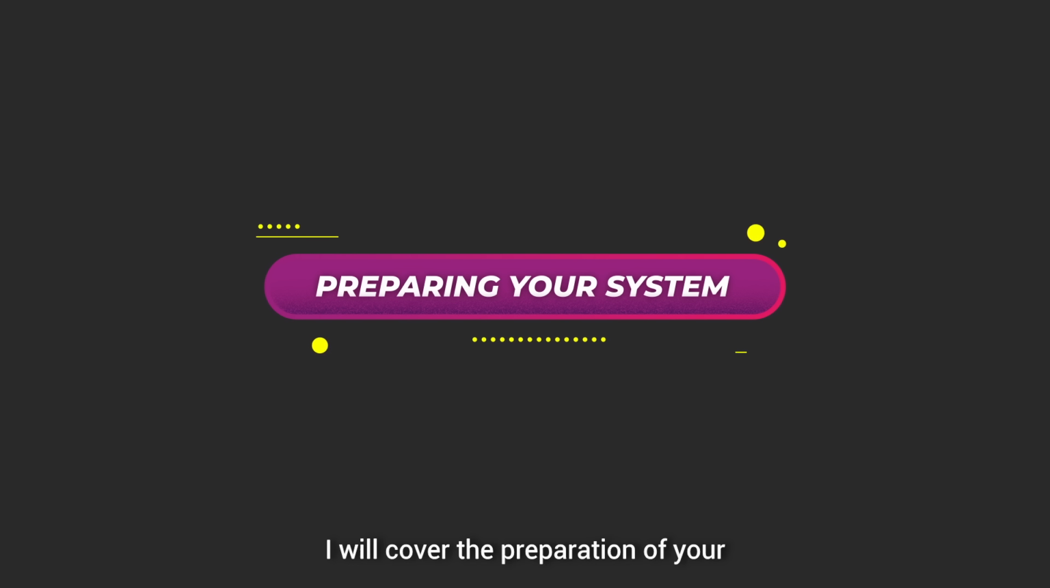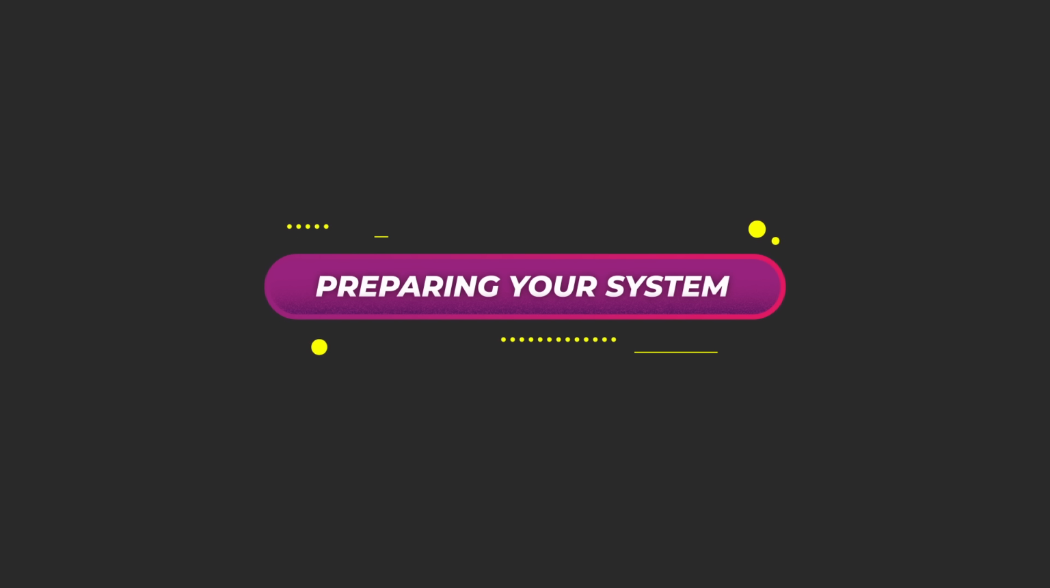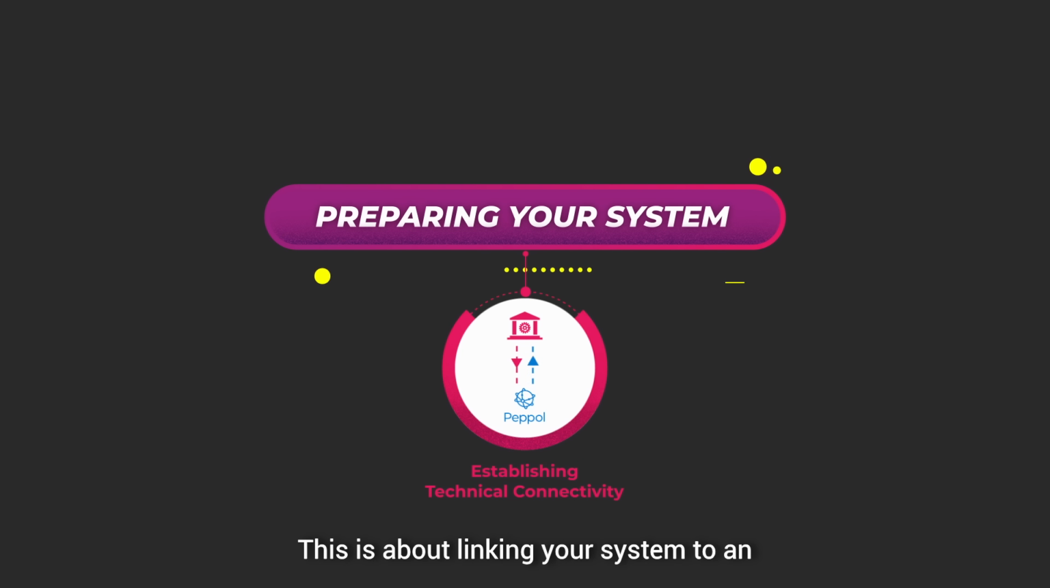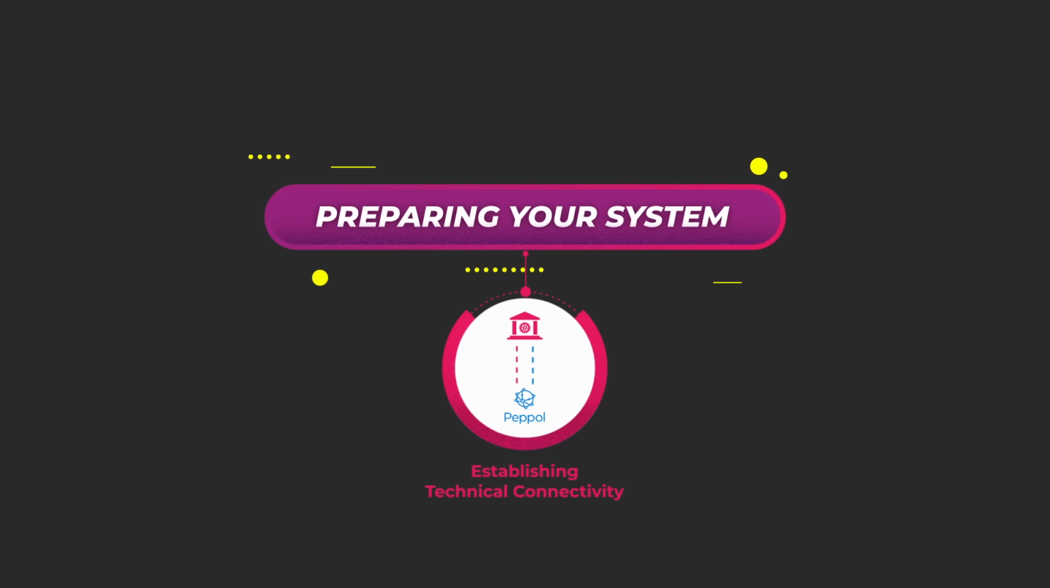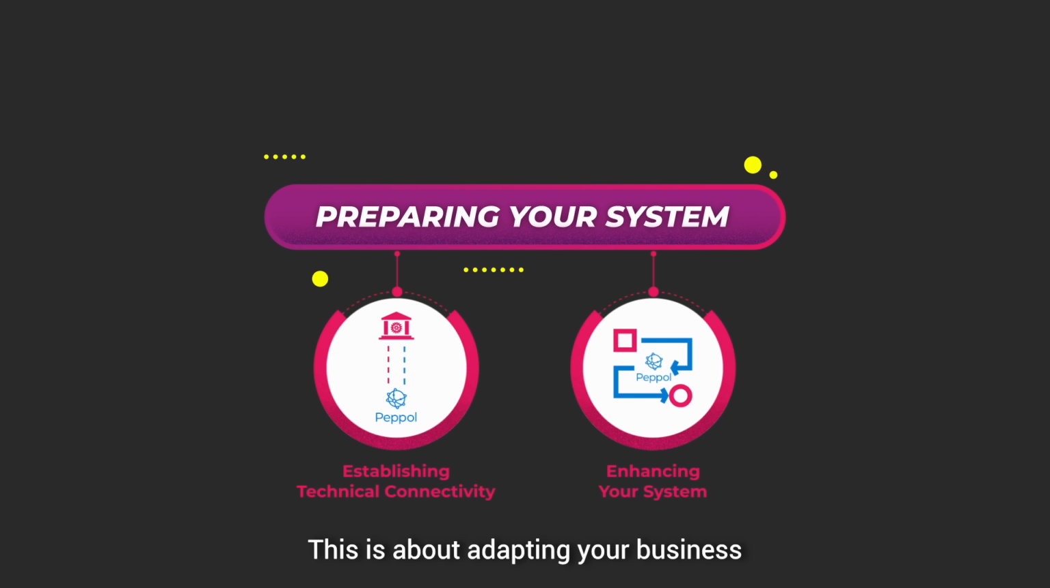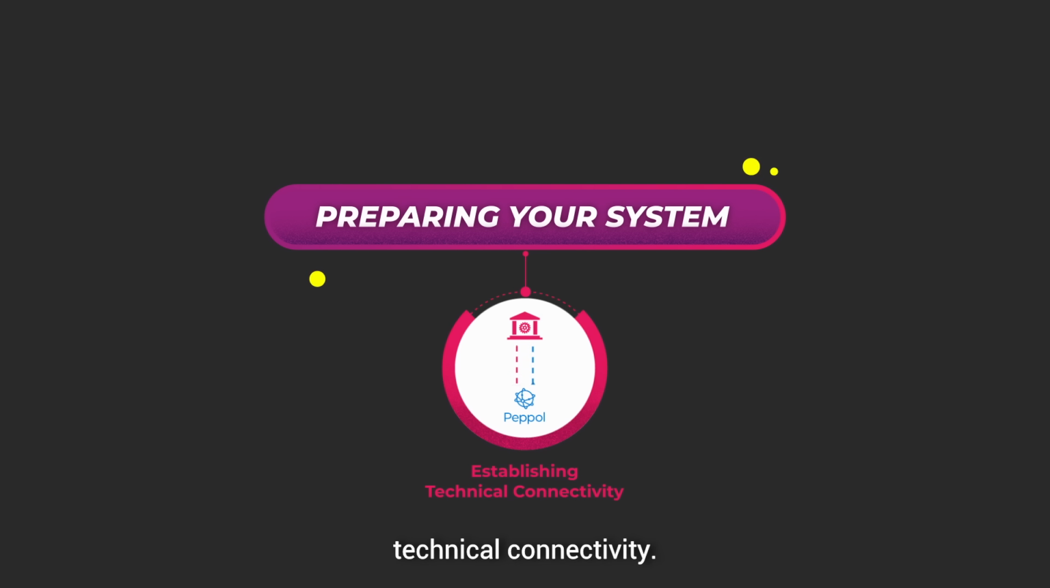I will cover the preparation of your business system in two parts. Number 1, establishing technical connectivity. This is about linking your system to an access point to enable you to send and receive business documents through the Peppol Network. Number 2, enhancing your system. This is about adapting your business system for compatibility and better user experience for Peppol transactions, such as adding new fields or streamlining workflows. Now, let's look at establishing the technical connectivity.